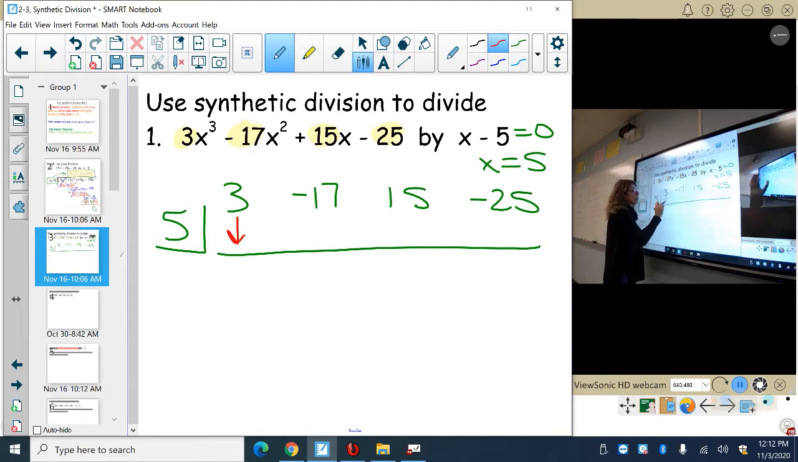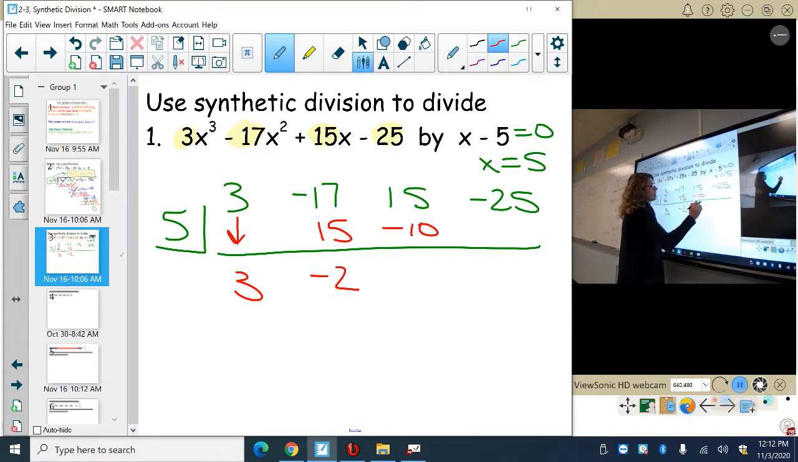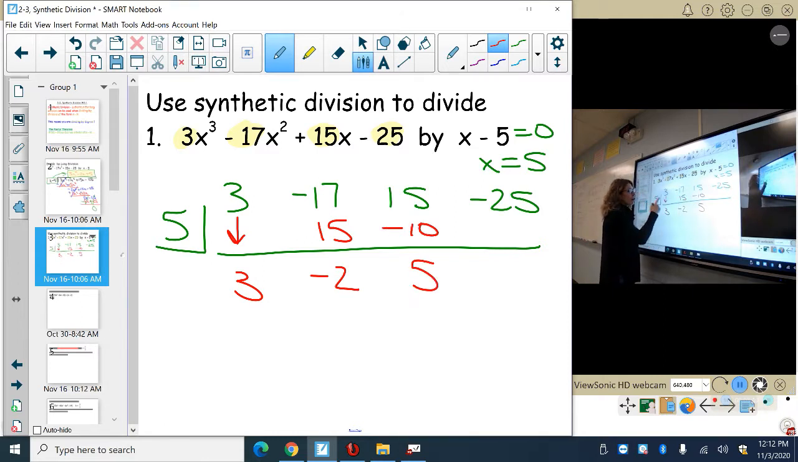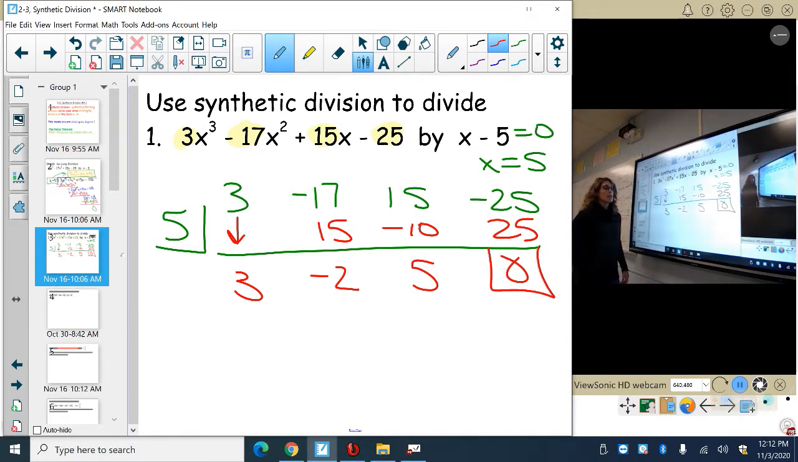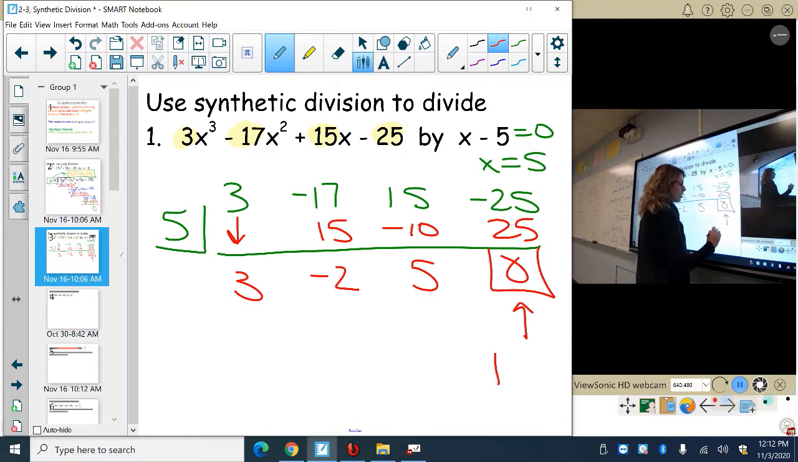The very first thing we do is we drop down the 3. Then we multiply on the diagonal to give me 15 and add straight down. Multiply on the diagonal to give me negative 10 and add straight down. Multiply on the diagonal, give me 25 and add straight down. That gives me 0. This number is your remainder.